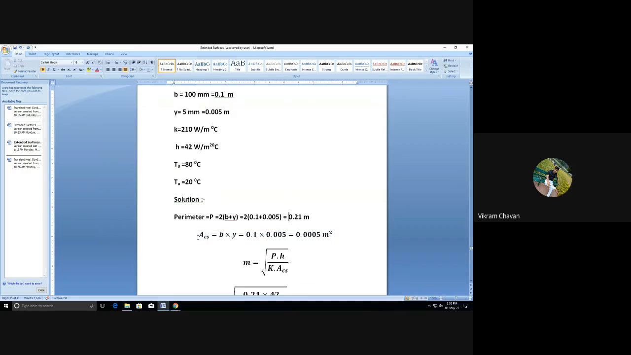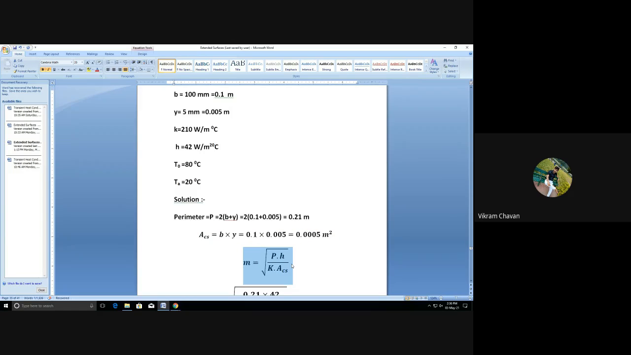Then calculate the cross section area for the fin. This is a rectangular fin, so the cross section area is width multiplied by thickness. So width is B and thickness is Y. Width is 0.1 and thickness is 0.005, which will provide you the cross section area of 0.0005 meter square.